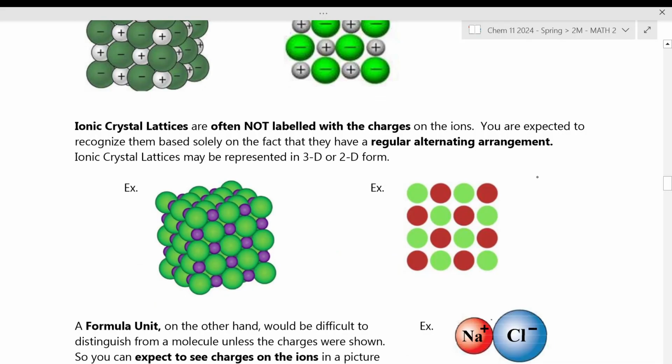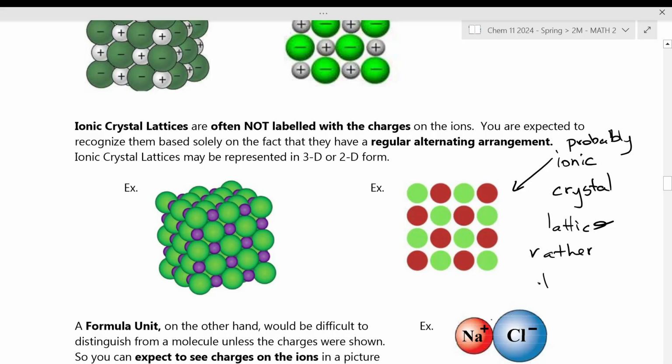Now, how do I know that this one here is probably an ionic crystal lattice rather than a mixture? How can I tell? Tell your partner. How can you tell that that's probably an ionic crystal lattice rather than a mixture?